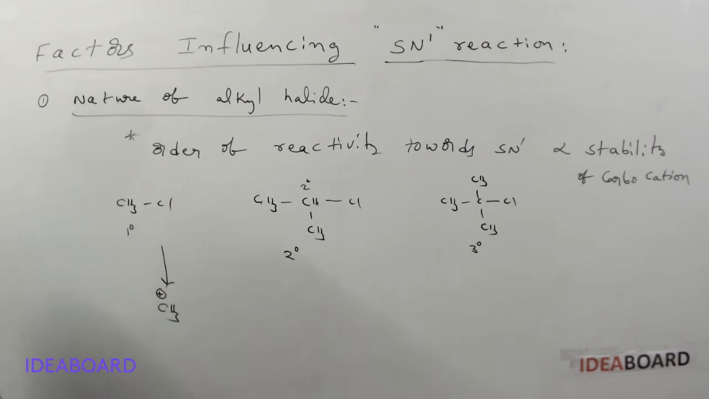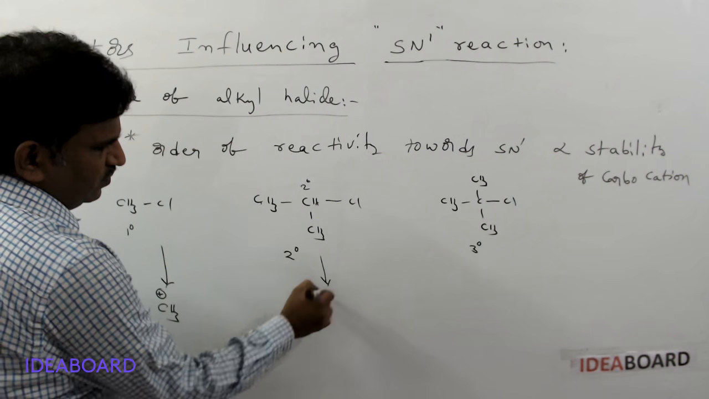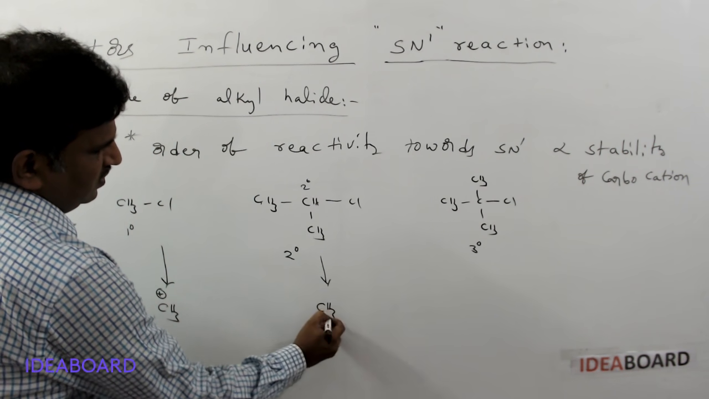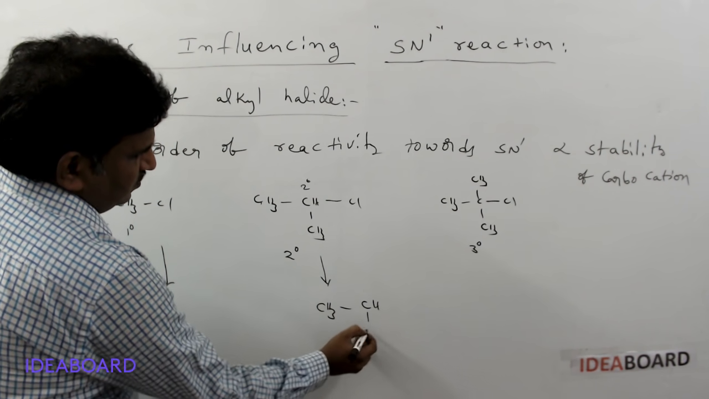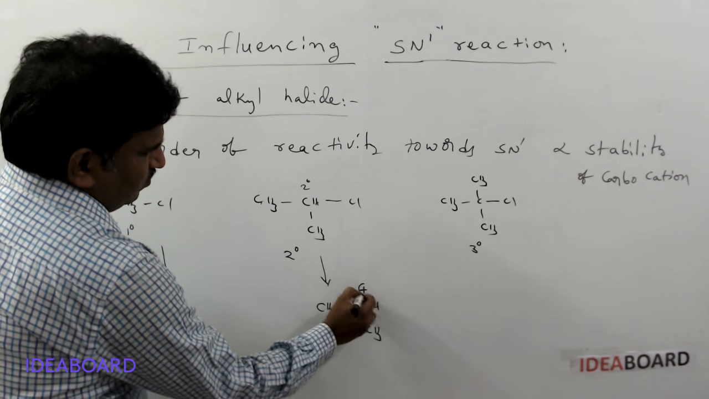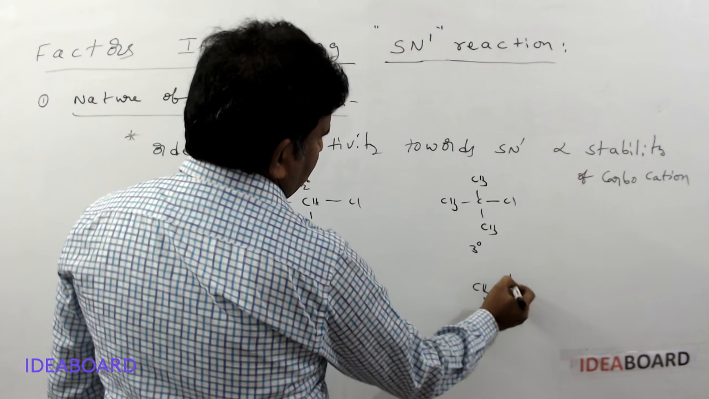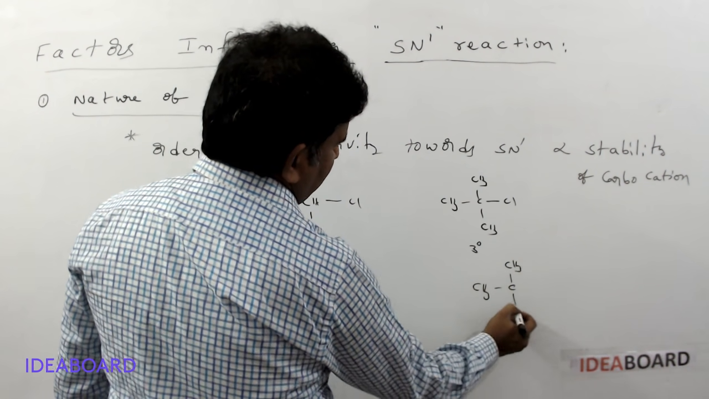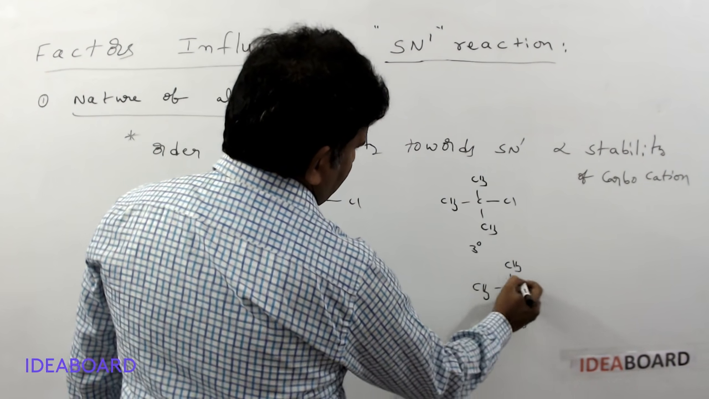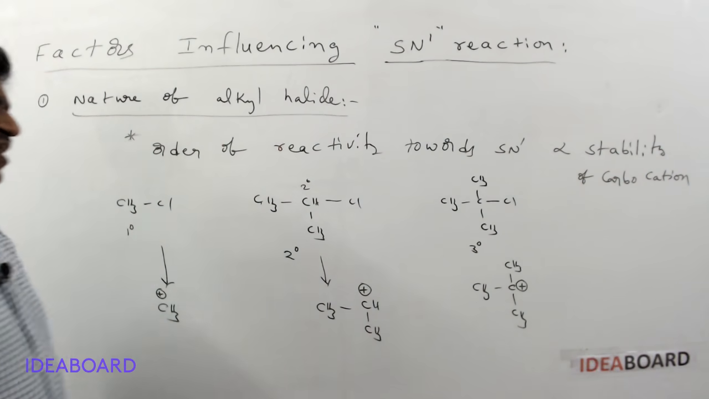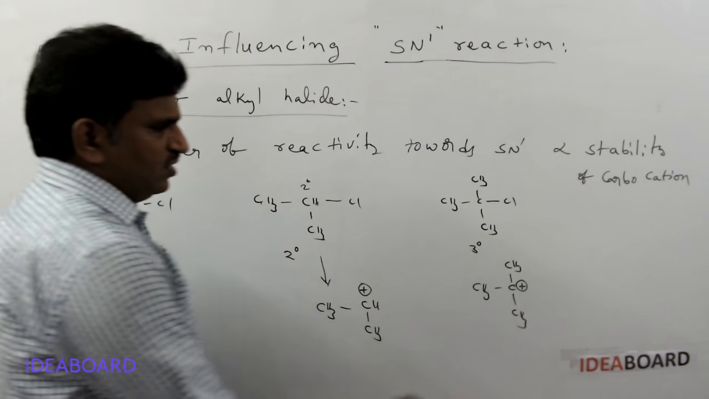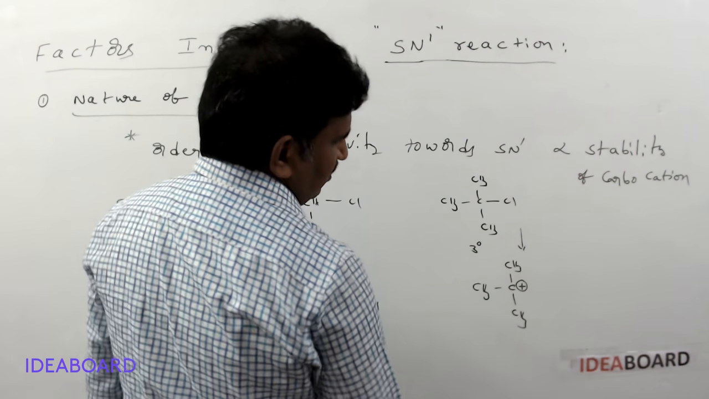Methyl carbocation. And if this undergoes the first step of the SN1 reaction, it forms a secondary carbocation. And if this undergoes the first step, it forms a tertiary carbocation. Then which is the more stable carbocation? Please tell me which is the more stable carbocation.